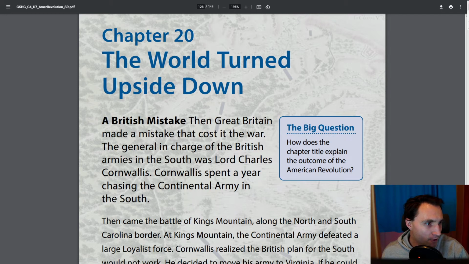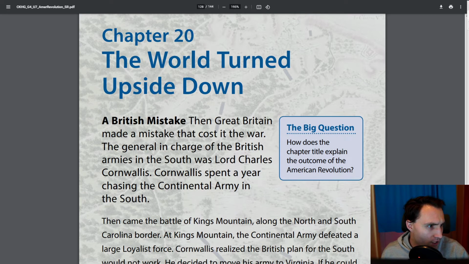So our primary focus objectives for chapter 20 are to describe the final major battle at Yorktown, explain how the Americans defeated the British, and understand the meaning of our core vocabulary words or phrase, which this chapter just has one phrase. So you should all be able to get 100% on that.